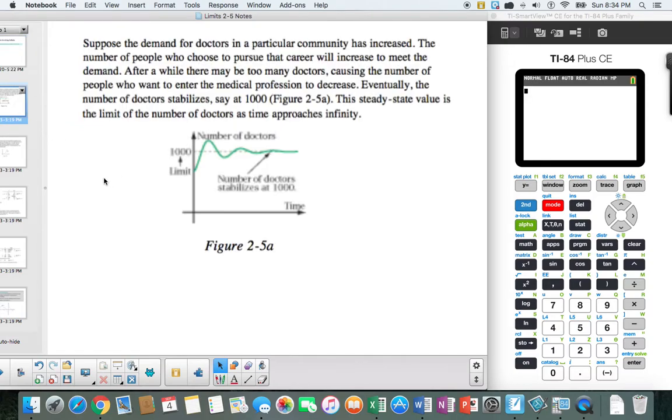Suppose the demand for doctors in a particular community has increased. So we increase the number of doctors, and there are too many doctors, so fewer doctors go into the profession, and then again we don't have enough doctors, and then we increase until we level off. So this is an example where as time goes to infinity, it looks like we are getting closer and closer to stabilizing at about 1,000.